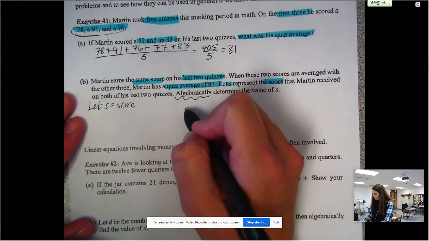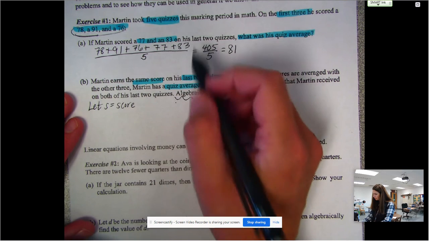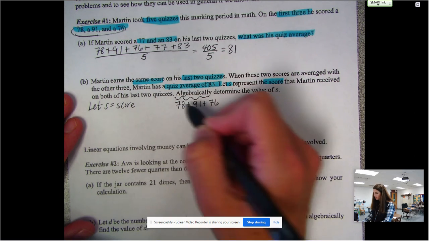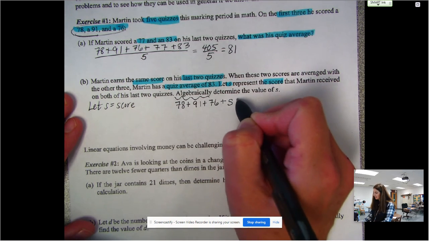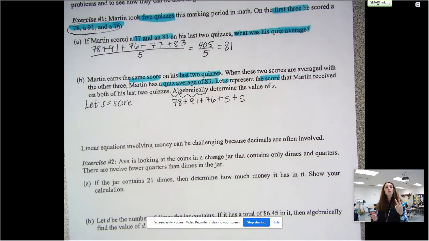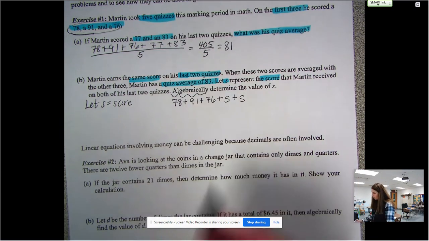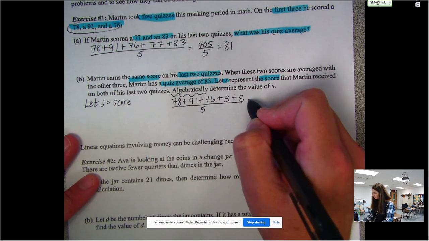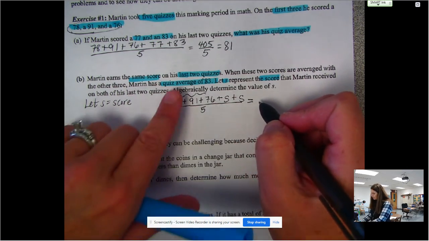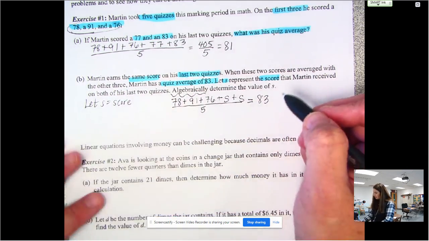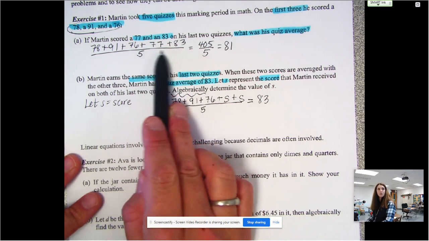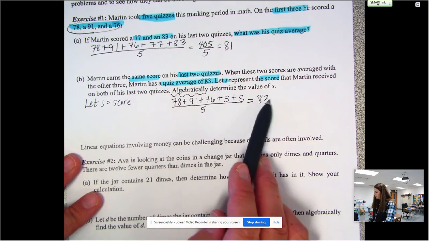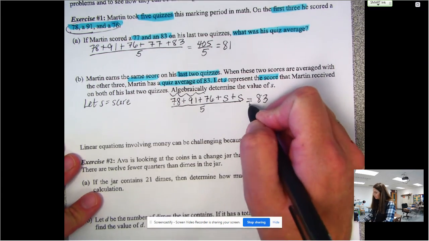So here we go. We're going to do the same sort of work. We're going to have 78 plus 91 plus 76. Those are his first 3 quizzes. Plus S plus S, because he scored 2 more quizzes the same score. But we don't know that score yet. All of that will be divided by 5 once we find out what those values are. And that will equal, it told us his quiz average is an 83. So if I'm looking up here, I hope that he scored higher than these 2 scores because we need to get his average higher than 81. So it needs to be an 83 this time. Anyway, put in that balance beam.